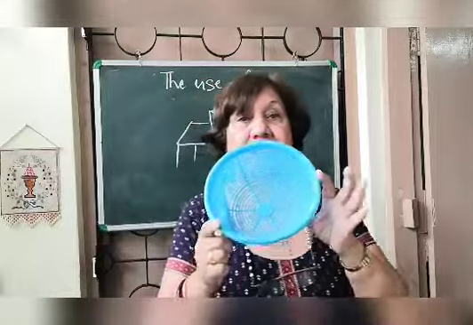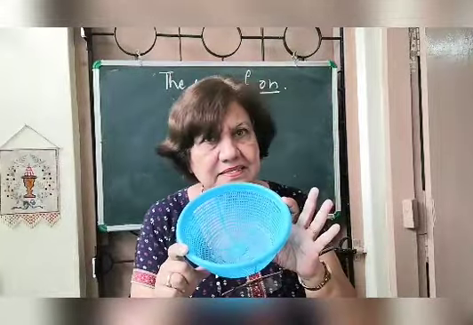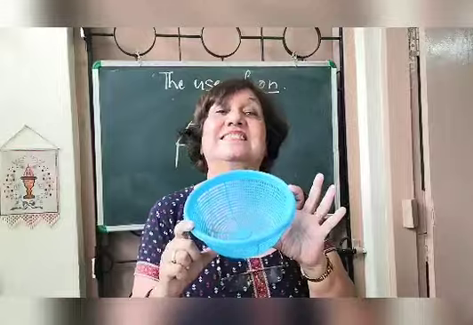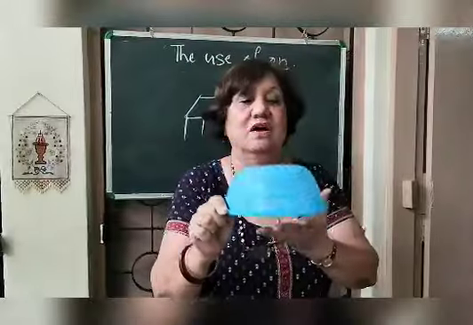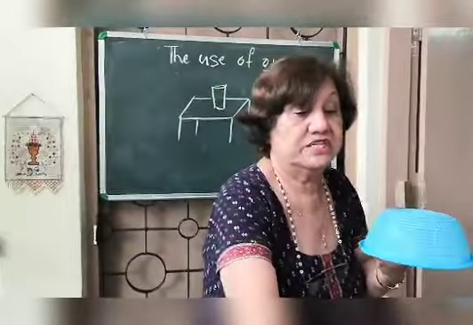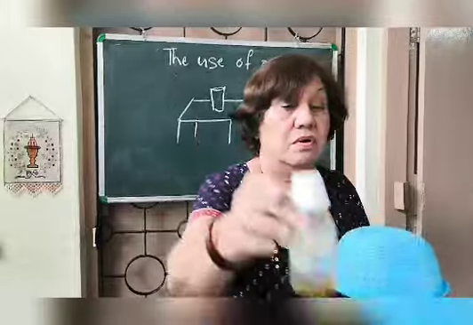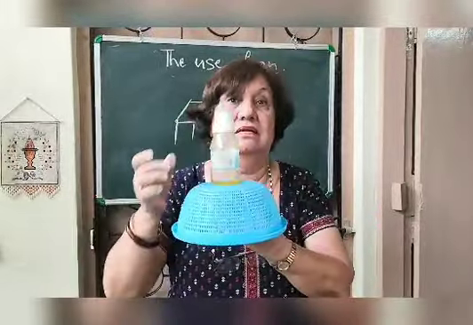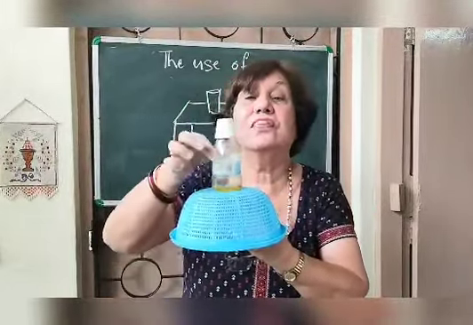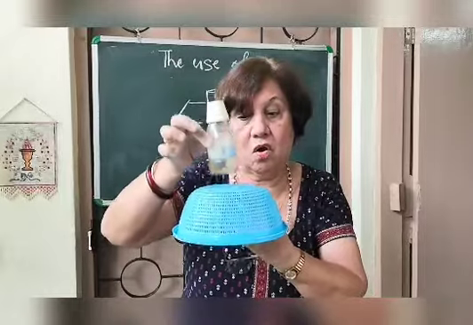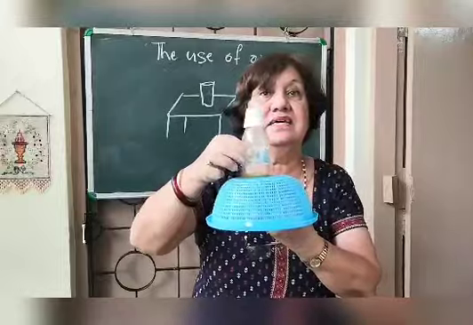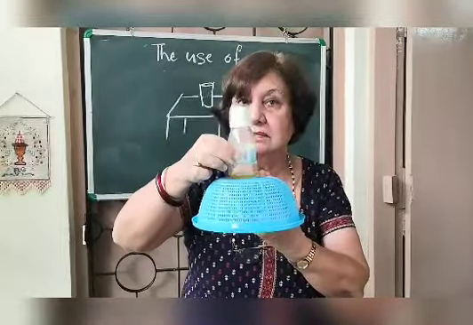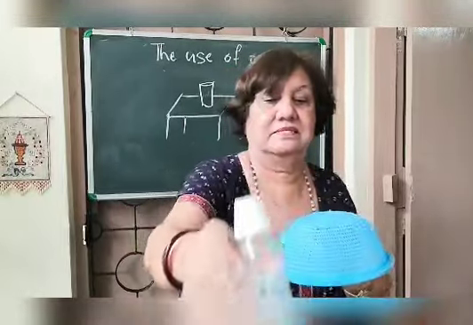Now I have a basket. What's the color of the basket? Yes, it is blue. Now this is a basket and I've turned it upside down. Now you're going to tell me, where is the bottle? What will you say? The bottle is on the basket. Right. What will you say? The bottle is on the basket.